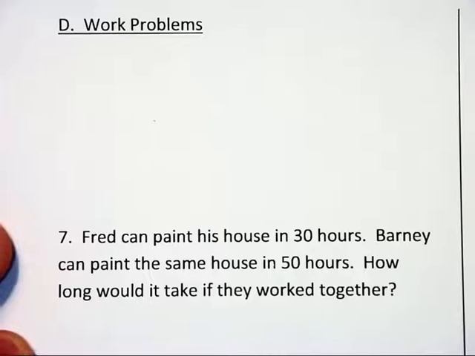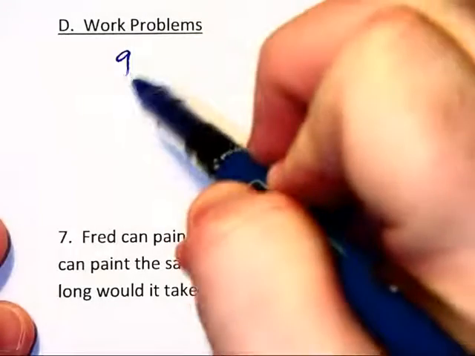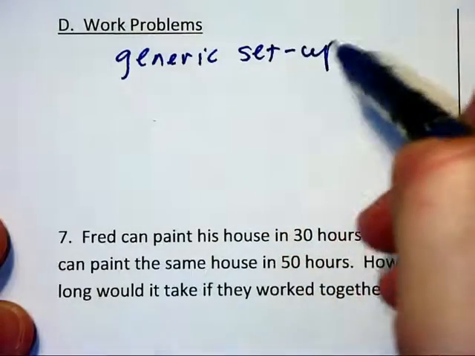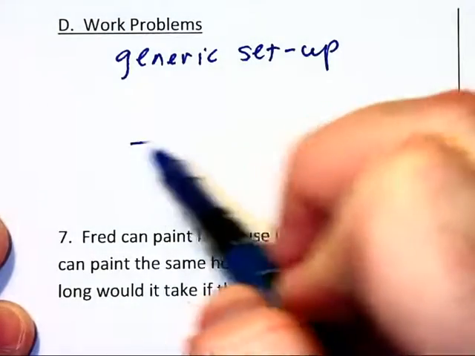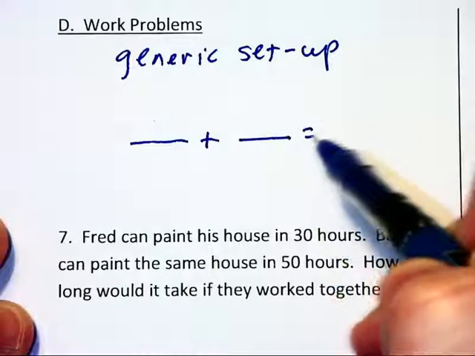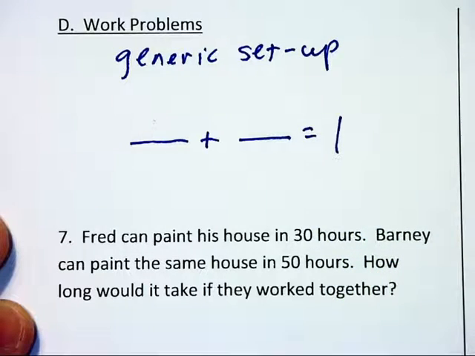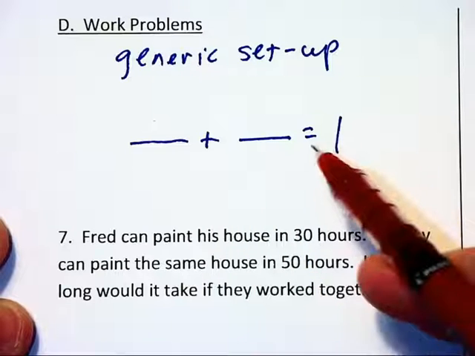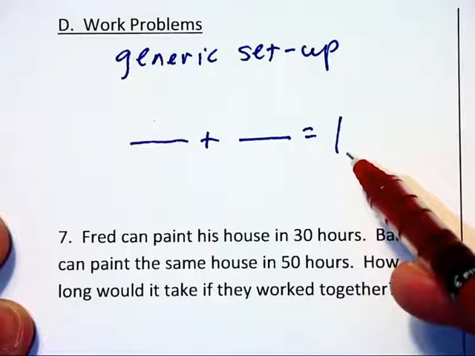This next type of word problem, known as work problems, I have my own way of doing, and I'm going to show you right now the generic setup that I use, and it's a little bit different than any books. I say fraction plus fraction equals 1, and basically we have two people working together to complete a job. The equals 1 refers to a completed job.